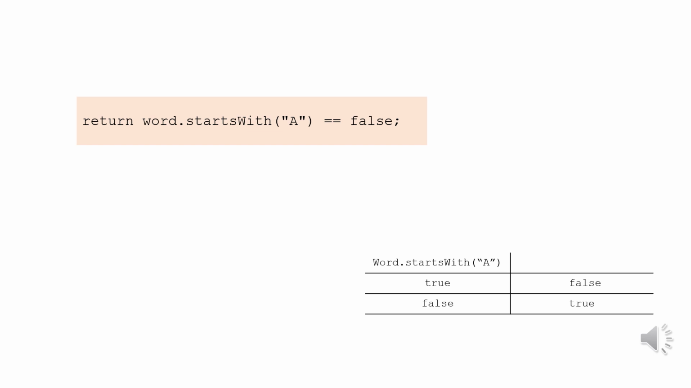So when word starts with A, the program returns false. And when the word does not start with A, so when this condition is false, then false would be equal to false and the program would return true. So we should again remove and get rid of that equal to false, and instead of returning the condition, this time we return the negation of the condition. So when the word does not start with A, the program returns true, and when it starts with A, the program returns false.